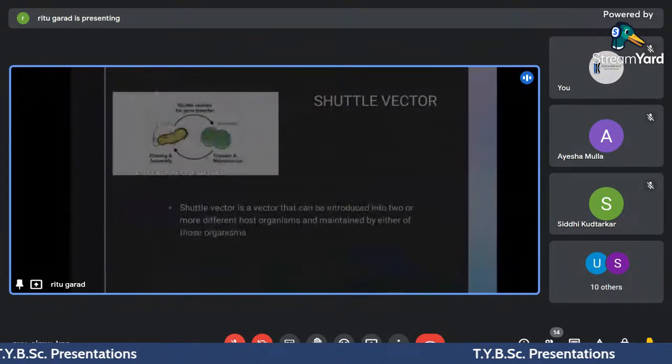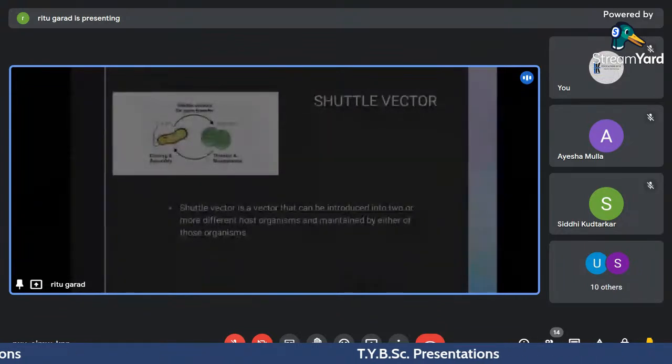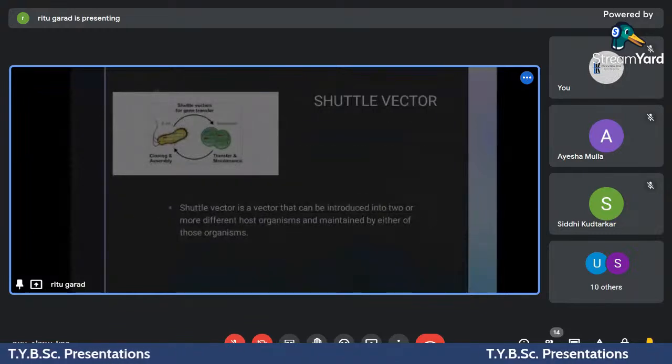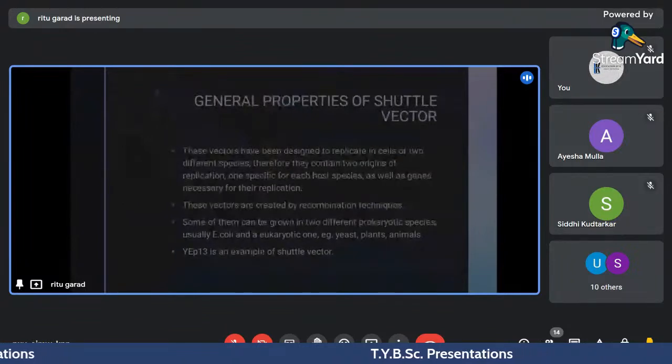A shuttle vector is a vector that can be introduced into two or more different host organisms and maintained by either of those organisms. So what are the general properties of a shuttle vector?